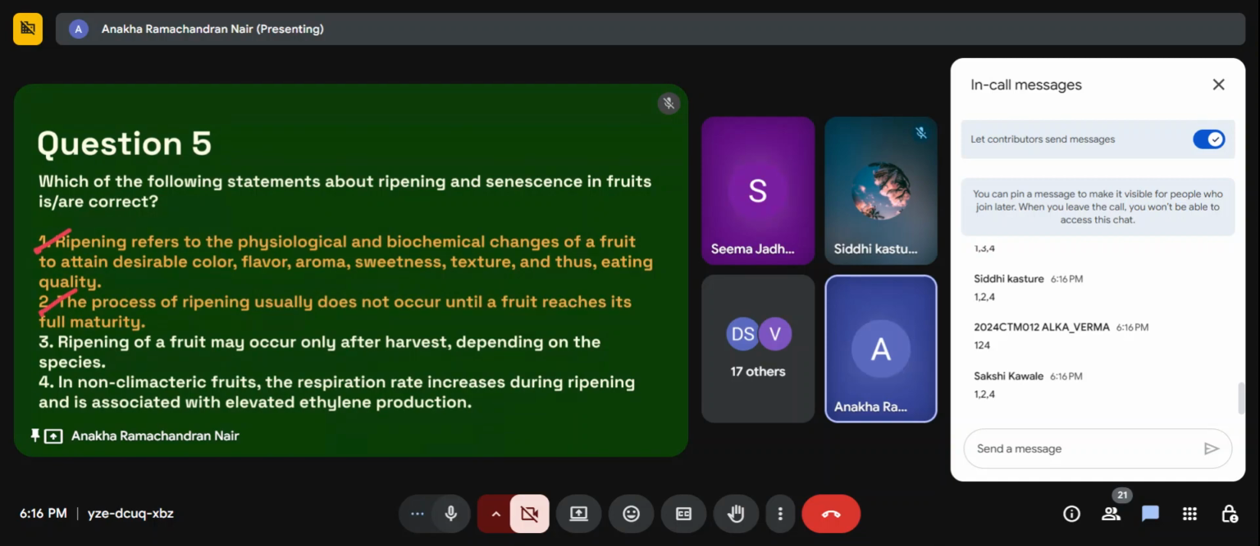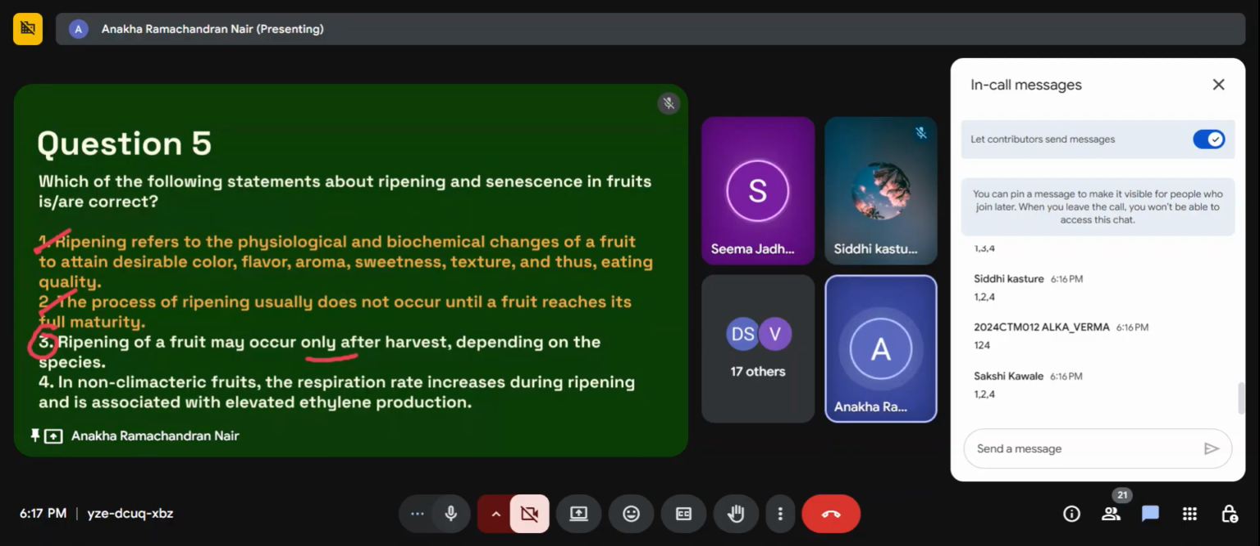So in this case, why option number 3 is not correct is because it is saying only after harvest. Okay. So it is not necessary that a fruit needs to be harvested for it to ripen. There can be fruits which ripen even after they are harvested, and there can be fruits which do not ripen after they are harvested. But harvesting is not a necessary condition for ripening to occur. So option 3 is not correct.